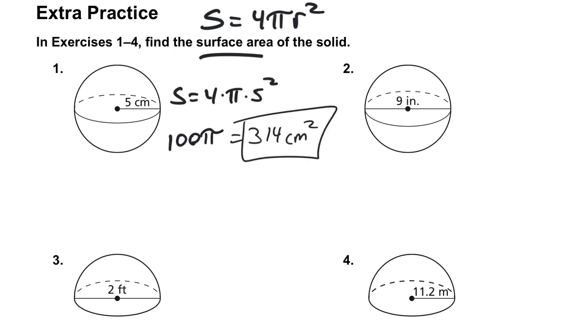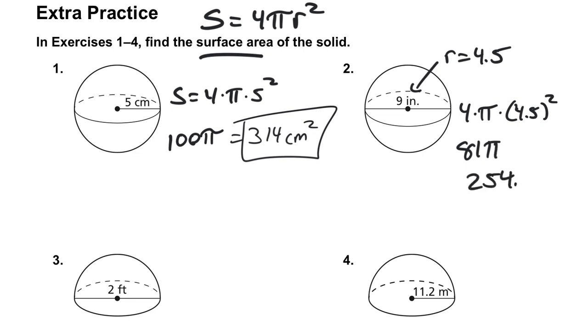All right, number 2, the difference here is we have a diameter. So 9 is the diameter, so the radius is going to be half of that, which is 4.5. And you would then say 4 times pi times your radius, which is 4.5 squared, and put that in the calculator, you get 81 pi, also known as 254.5 square inches.